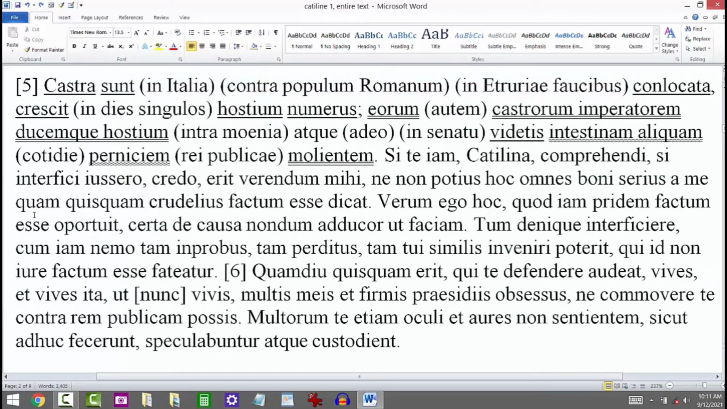Yeah, all the adverbial stuff there qualifies whatever it does, adding to the meaning, essentially when it comes to subject matter, but inessentially when it comes to syntax. That's the idea. Si te iam Catilina comprehendi, si ter fici Cicero.